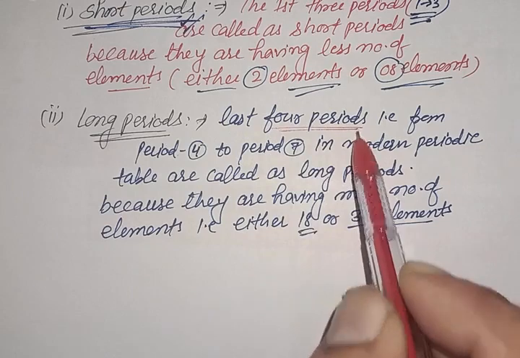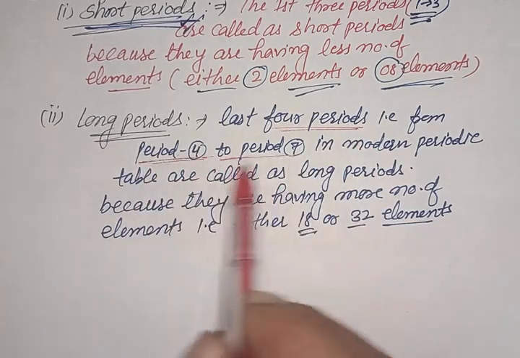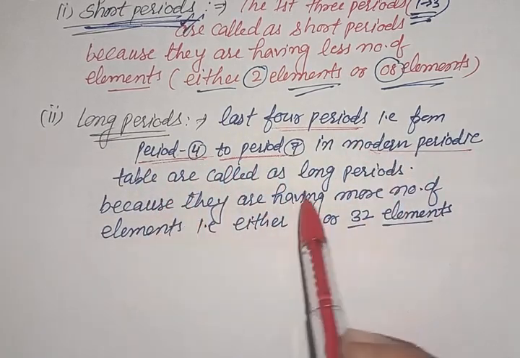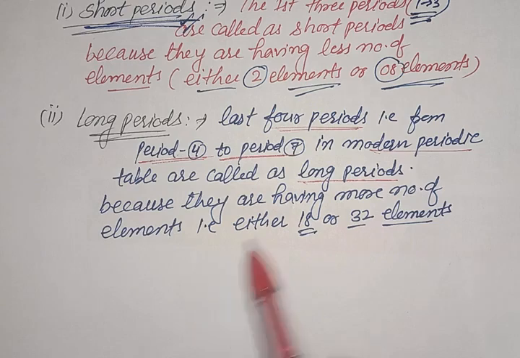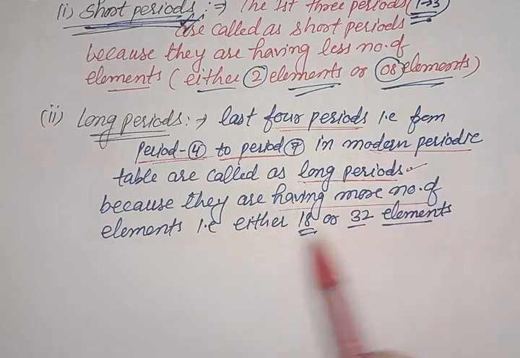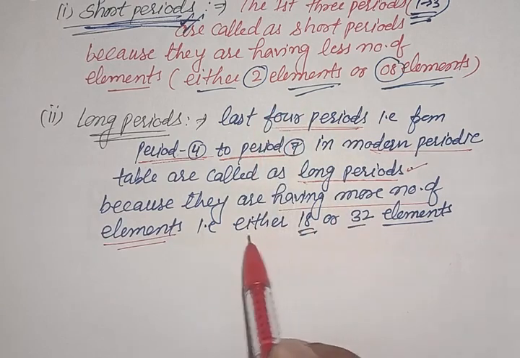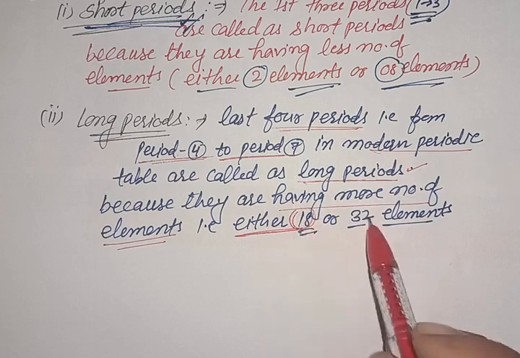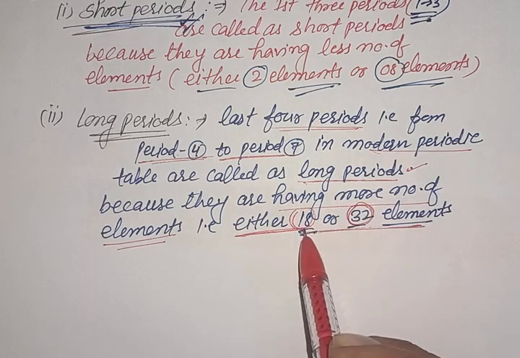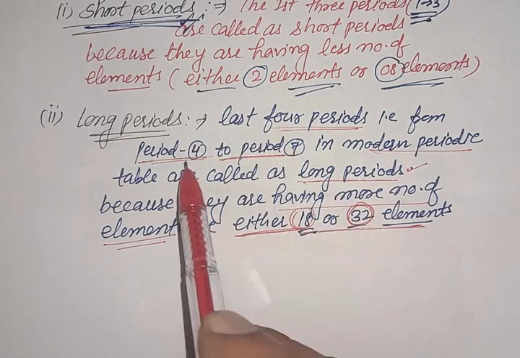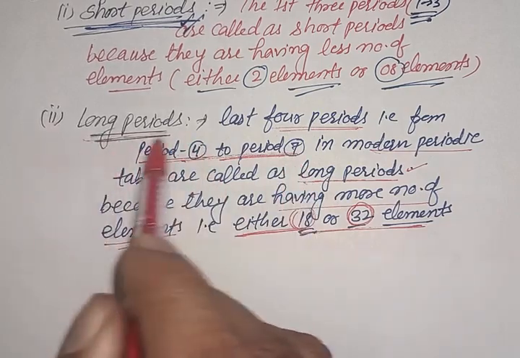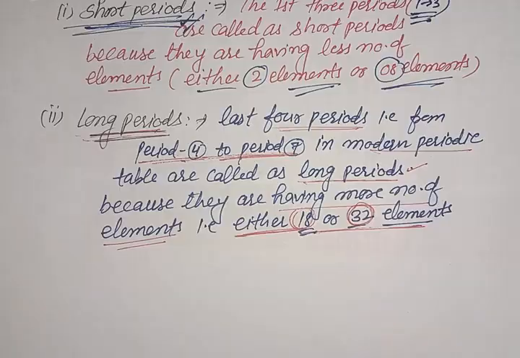The last 4 periods, from period number 4 to period number 7, in the modern periodic table are called long periods. Why are they called long periods? Because they have more elements as compared to the first 3 periods. The number of elements will be either 18 or 32. Fewer than 18 elements are not present in period number 4 to period number 7. That's why they are called long periods.